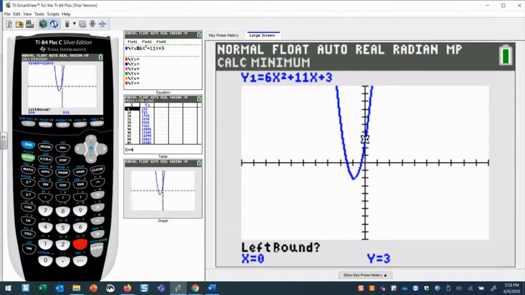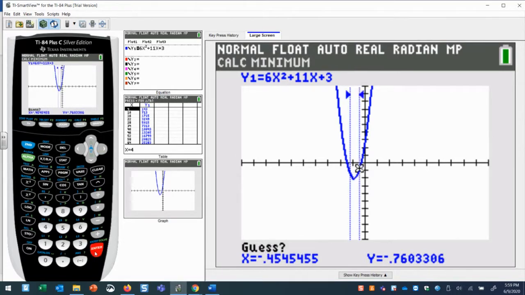It says left bound. Now I'm going to move this cursor by using the left arrow to get to a point to the left of the minimum point. So I move that over, hit enter. Now it says right bound. Now use the right arrow key to move the cursor to the right of the minimum value. Hit enter. Now hit enter again to get my coordinate. So my coordinate is negative 0.92, comma negative 2.04.